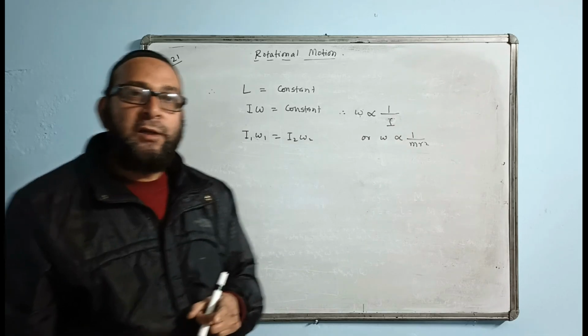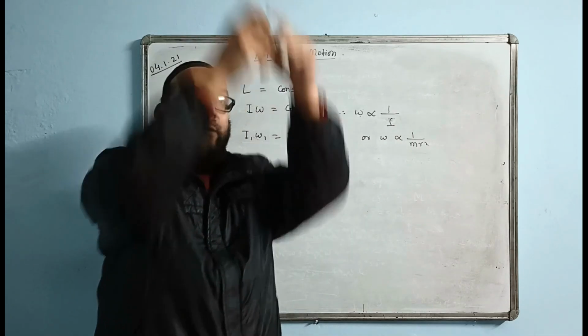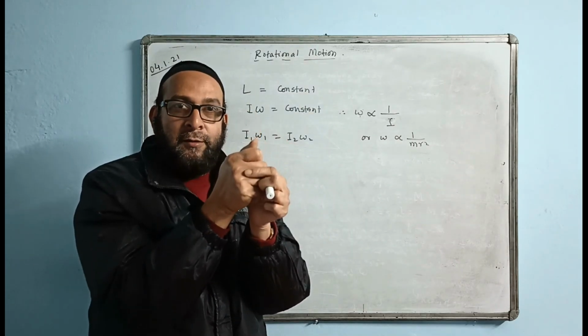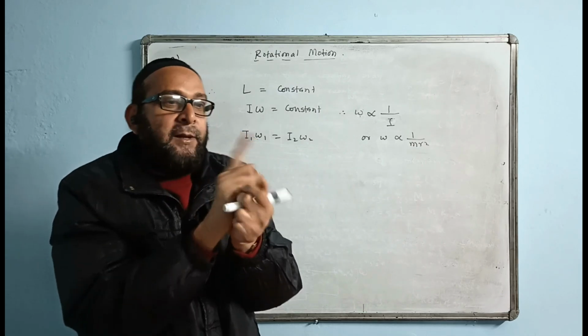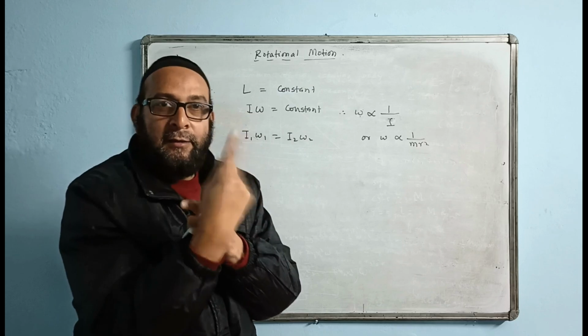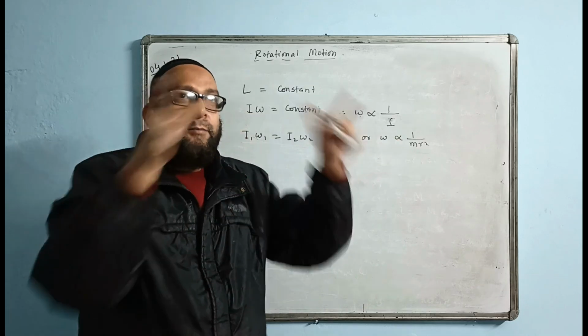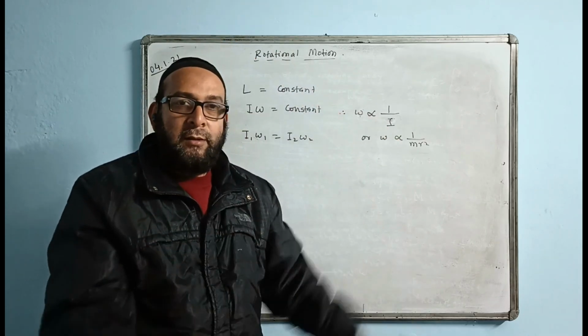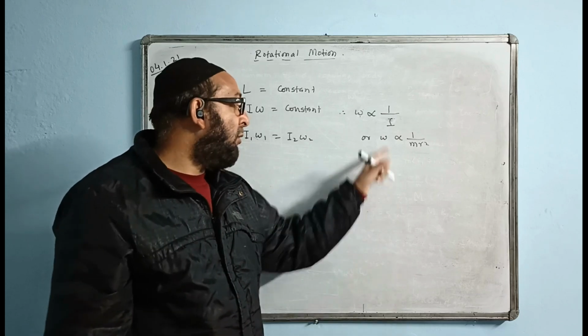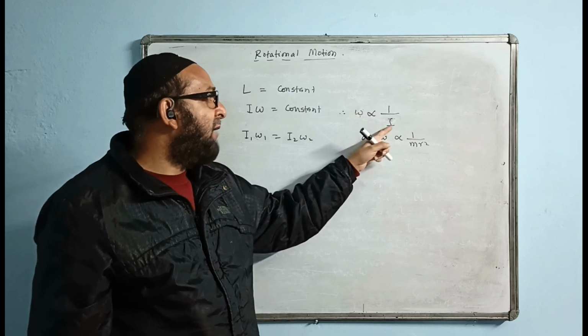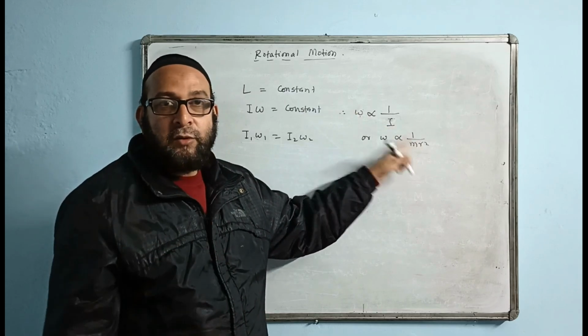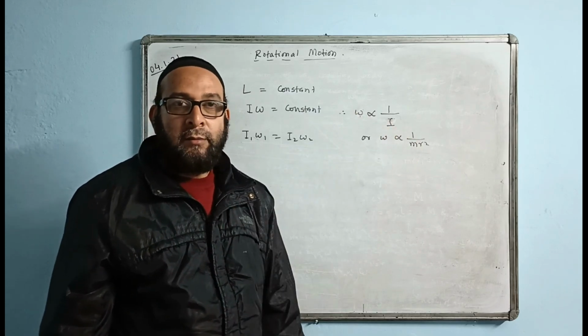Even a parachutist, when he is falling down with a parachute and suddenly closes his body, shrinks his body, then the parachute starts spinning. Otherwise, the parachute will be falling normally. So the reason is all this factor. When I is less, then omega is more, and I will be less when the distance is less, because I is equal to mr square, the moment of inertia.